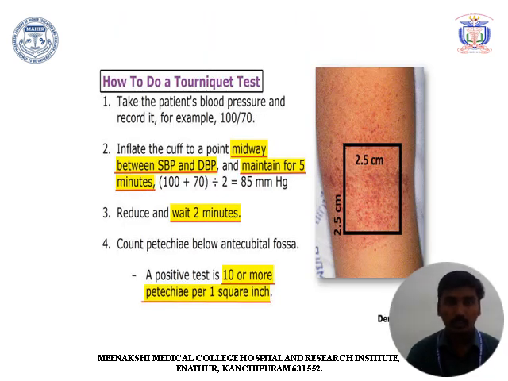There is a test used to identify dengue infection, also called the tourniquet test, in which we have to take the blood pressure and inflate the cuff to the point midway between systolic and diastolic BP, maintain for 5 minutes, then reduce and wait for 5 minutes. If the patient develops more than 10 petechiae in the cubital fossa in 1 square inch, it is considered positive.